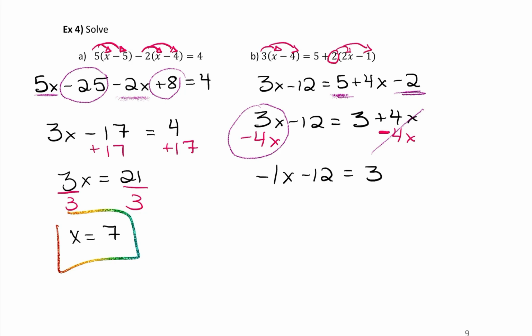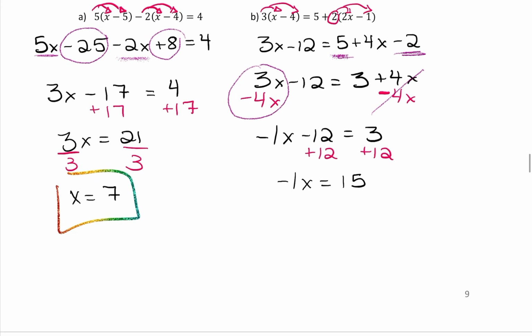Okay, I'm ready to get x by itself. Now I'm starting to do reverse BEDMAS. So get rid of your subtraction first by adding 12 to both sides. So negative 1x equals 15. This is why I put the 1 there. You don't need it. You can just call this negative x as you go along the way.